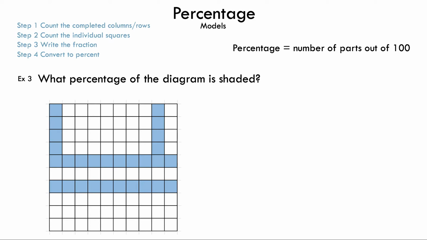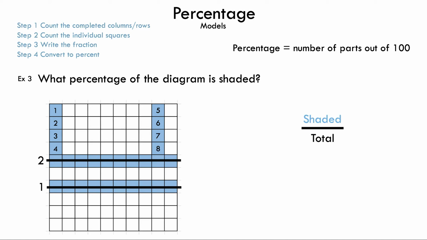The next example. What percentage of the diagram is shaded? This time, we're going to count the number of rows. So we're going to start from the bottom. We got 1 and 2. We know that is 20 because each row has 10 in it. And now we're going to count the individual squares that are shaded. 1, 2, 3, 4, 5, 6, 7, and 8.